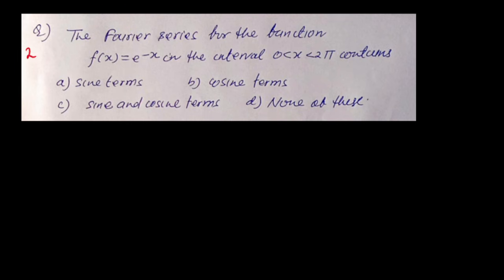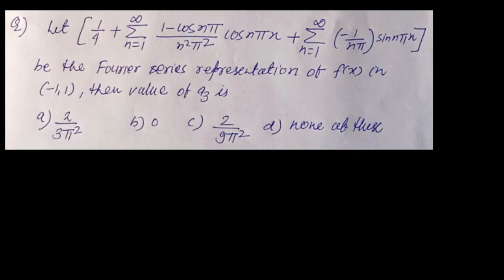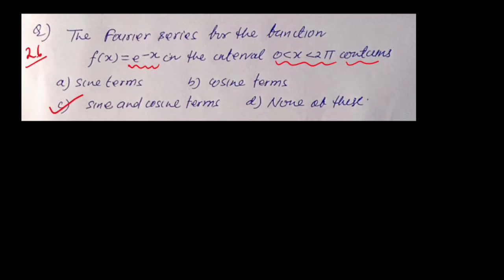Now let us take the question number 26. So the Fourier series for the function f of x is equal to e to the power minus x in the interval 0 to 2 pi contains. So this is the interval not of type minus c to c. It is 0 to 2 pi, and this is neither even nor odd function. So the Fourier series expansion will contain both sine and cosine terms. So this is also a very simple memory based question. So no need to think much about this.